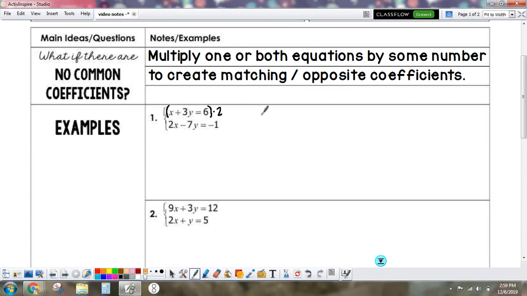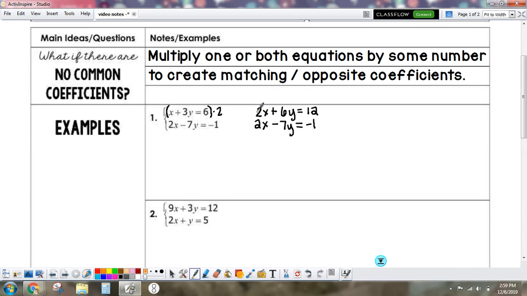So now I have 2x plus 3 times 2, 6y, equals 6 times 2, which is 12. So that is going to be my new equation I'm using for my elimination method. And then I'm just going to bring over this one, 2x minus 7y equals negative 1. Now here, even though my 2's are written differently, they're still the same number. So I have the same matching coefficient right here.